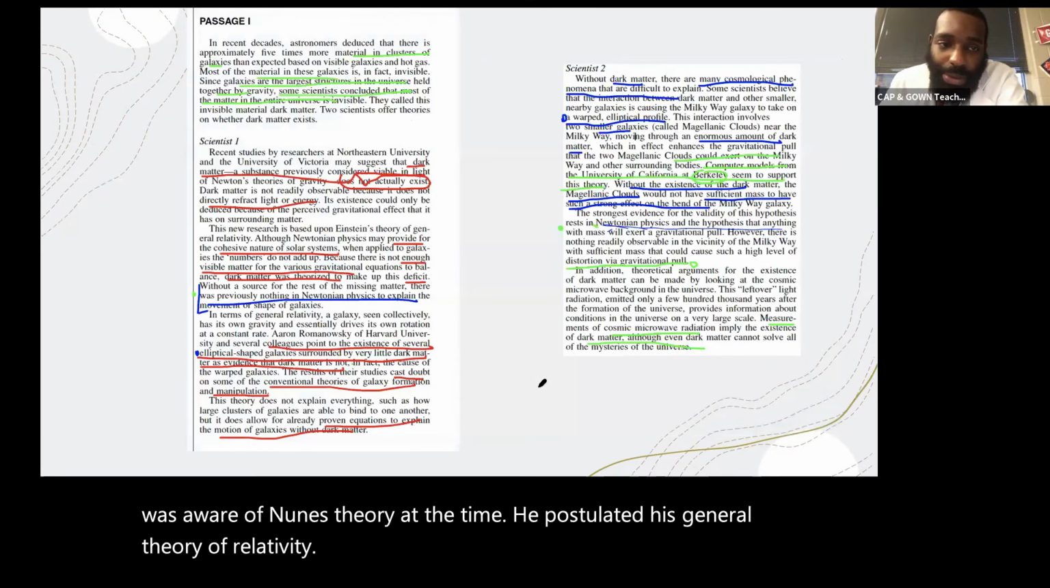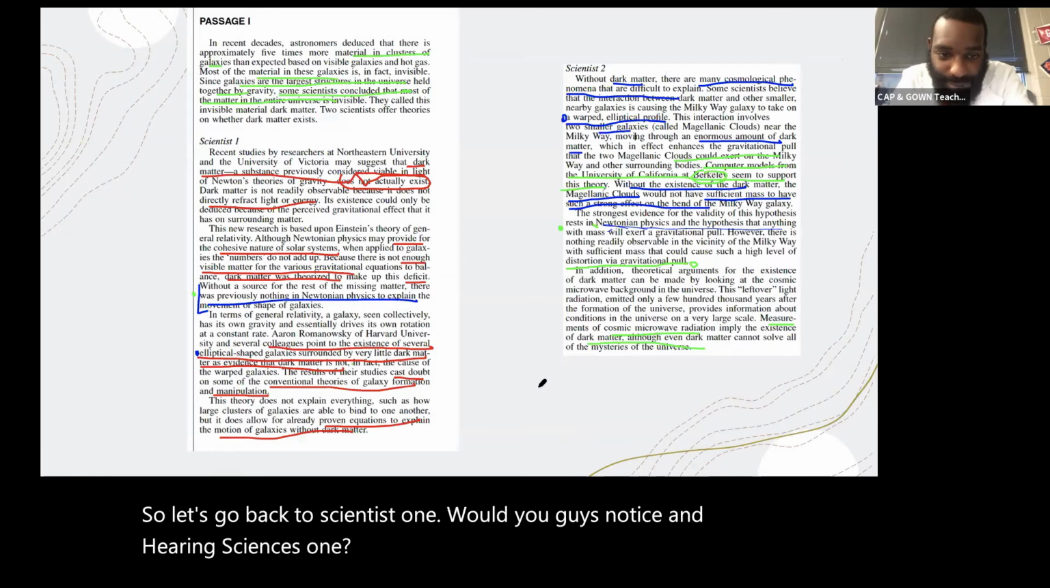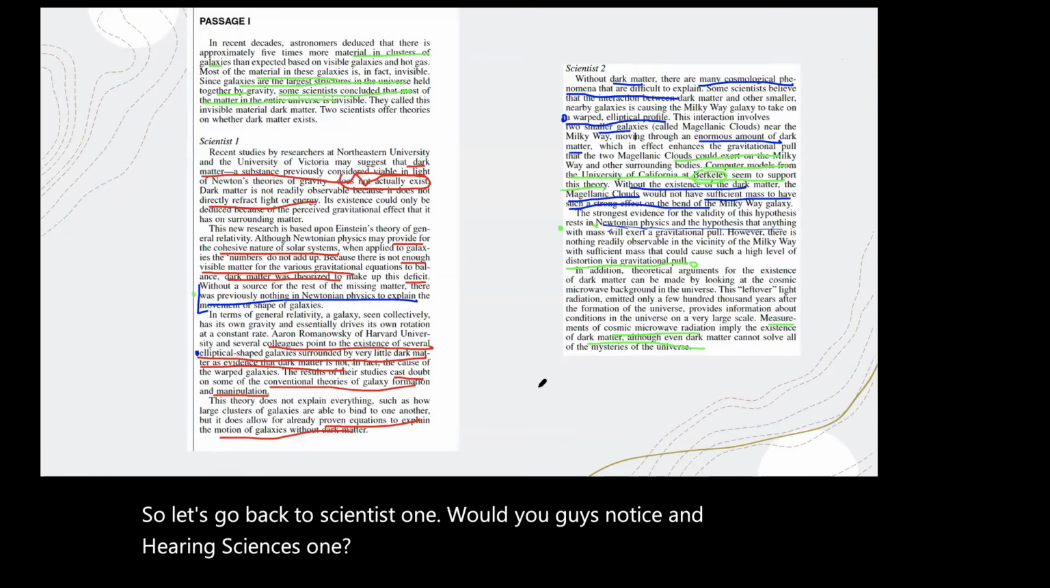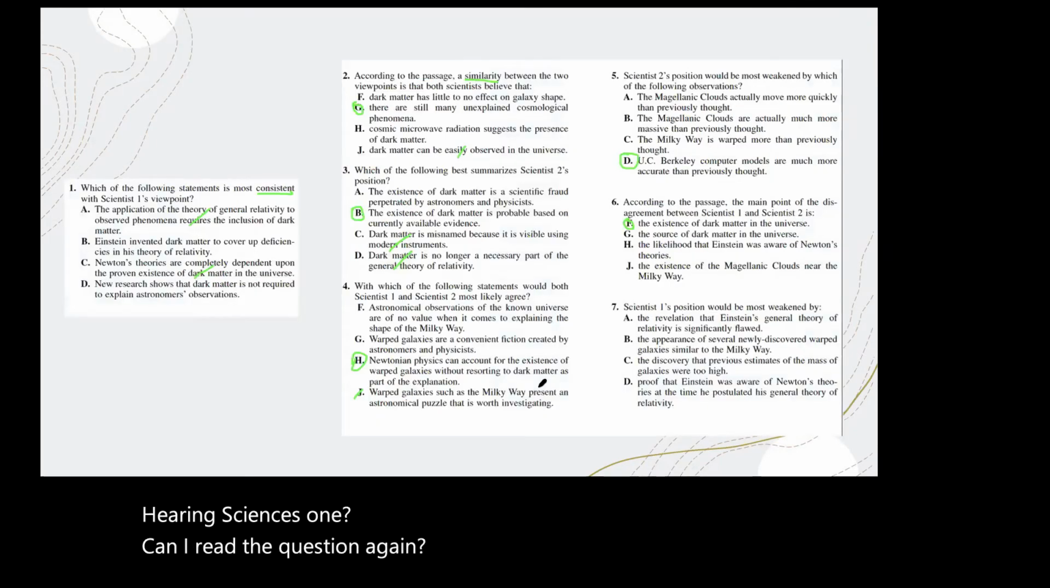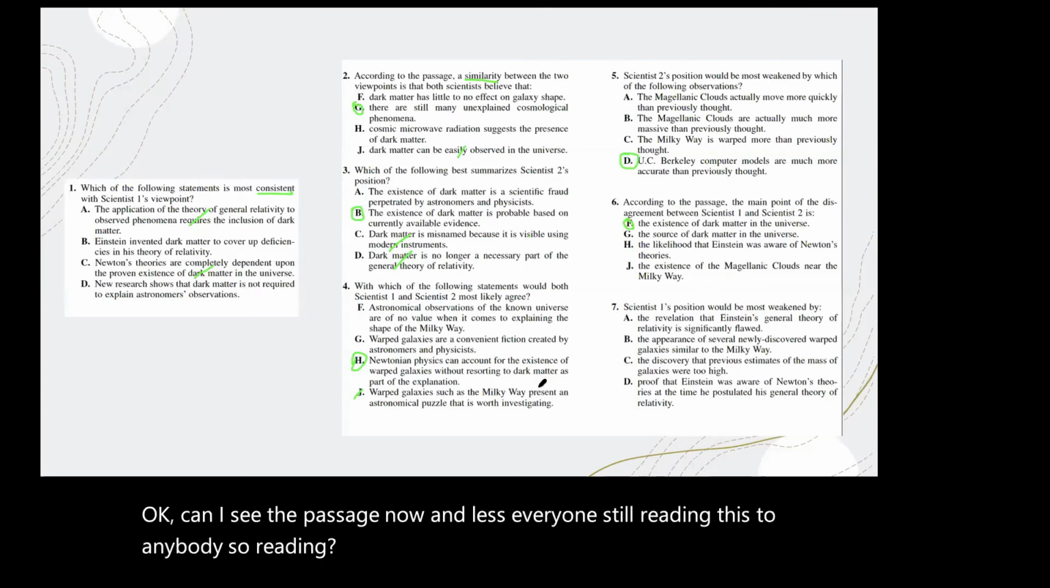So let's go back to scientist 1. What do you guys notice in here in scientist 1? Can I read the question again? Yeah. Okay, can I see the passage now? Unless everyone's still reading it. Anybody still reading? All right, we want to go back to the passage.